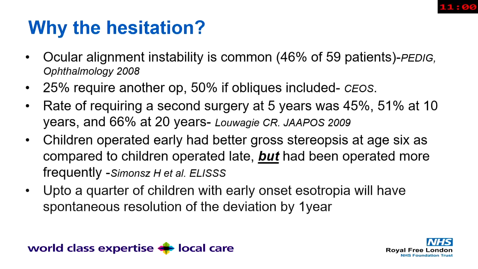Up to 2/3 of them in 10 years if you include the oblique. So I think there's something to just counsel the family about. In the ELIS study by Herb Simmons, he showed that the children operated early had better gross stereopsis at age 6, but they did need more operations. That's really the takeaway message from this slide. If you do early surgery, you have a higher chance of them needing a second procedure.